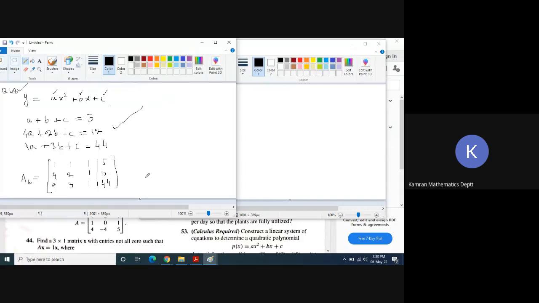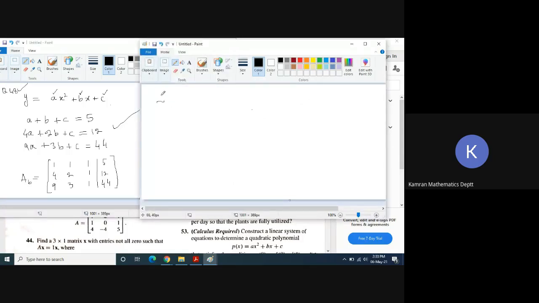So reduce this system to echelon form. So we will apply 2 row operations, R2 minus 4 times R1 and R3 minus 9 times R1. So we will get this system. 1, 1, 1 and 5. R2 minus 4 times R1.